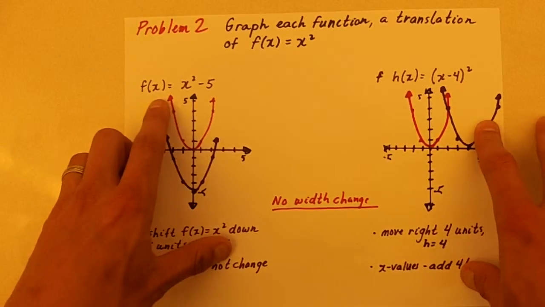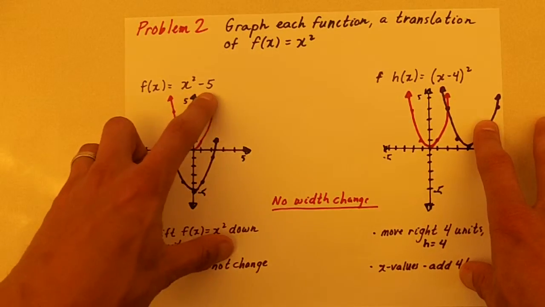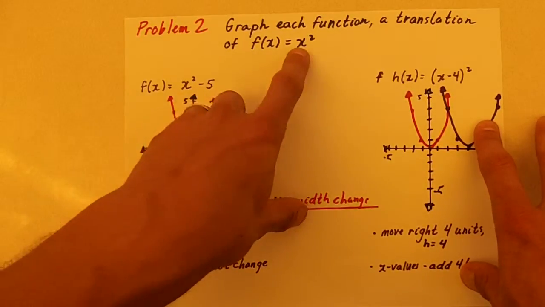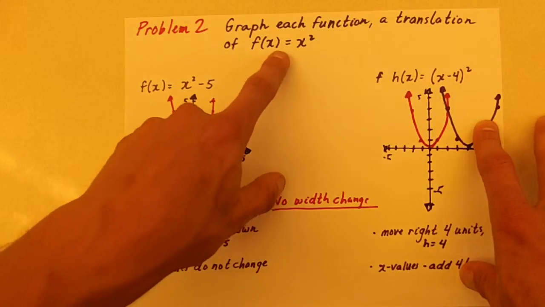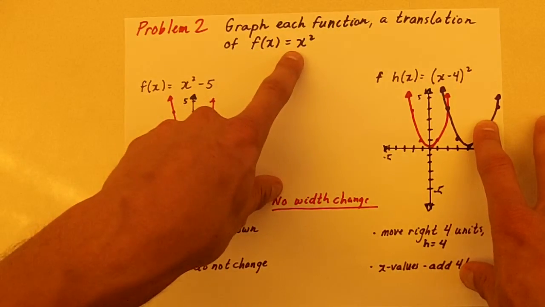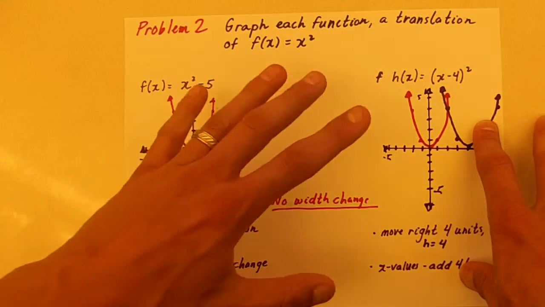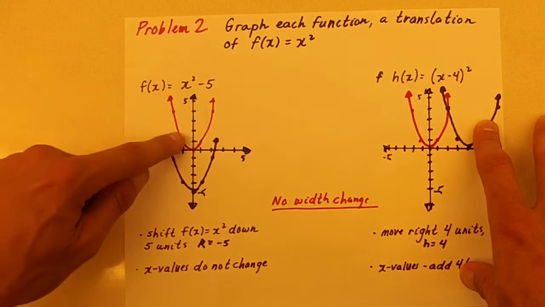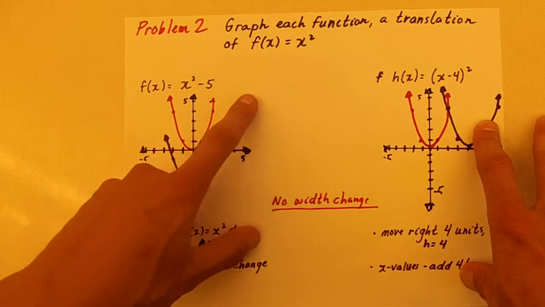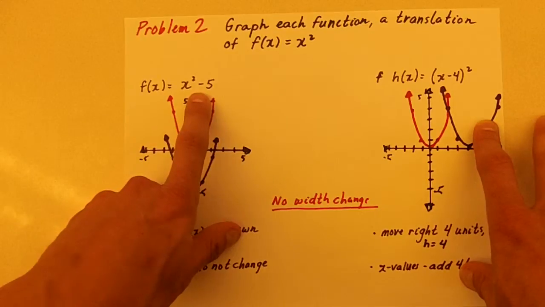In our first example, our function is equal to x squared minus 5. Well, now, compared to the original, we're subtracting 5 from this function. So every y value is moving down 5 units. Notice how nothing in this example is being subtracted with the x.